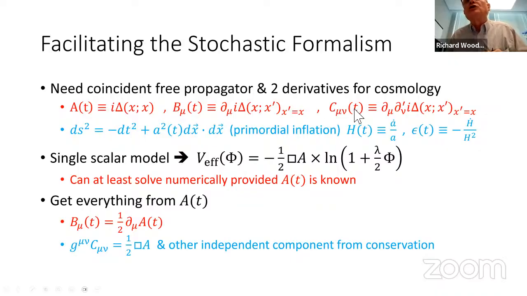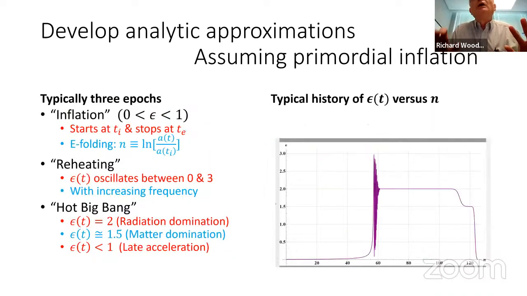It turns out these 2 extra correlators can all be gotten from A of t. For example, B mu is just gotten by differentiating A. C mu nu is a little bit more complicated. You get its trace by looking at 1/2 box A, and the other component comes from the fact that there are only 2 components in a homogeneous and isotropic geometry. The other component comes from conservation of the scalar stress tensor. So everything comes from A, is the bottom line. So let's learn how to get it for A.